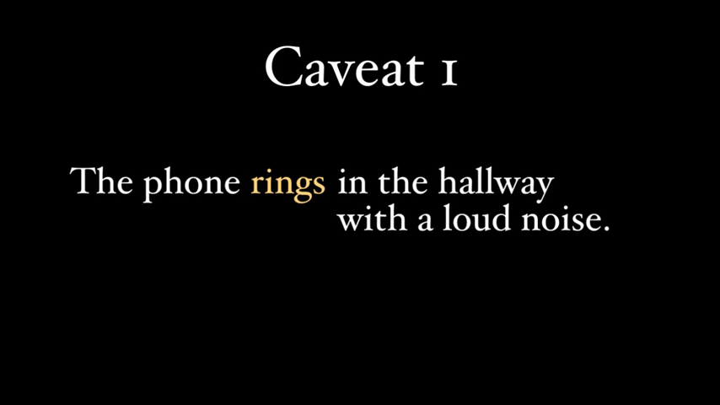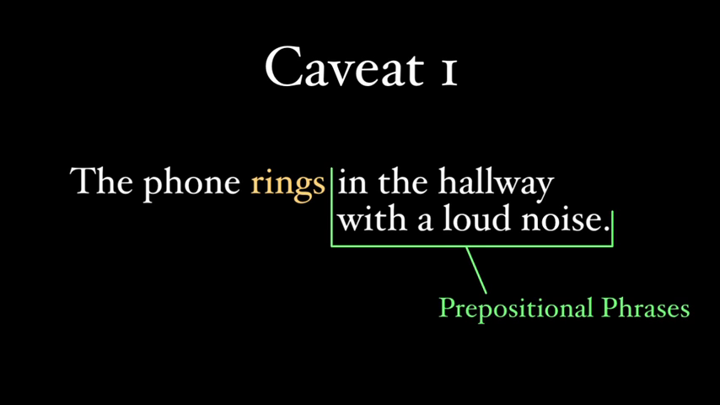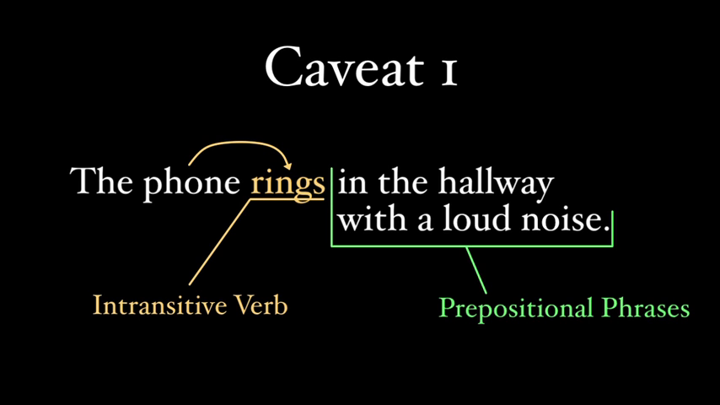There are two big warnings for verbs. Say we have an intransitive verb like rings, but we add more to our sentence, like in the hallway with a loud noise. It's tempting to think that this makes rings into a transitive verb, but you always need to look at how the action is transferred. Here, in the hallway and with a loud noise are just prepositional phrases that show us where the phone was ringing and in what way it was ringing. Since rings doesn't have a direct object, it is still an intransitive verb.